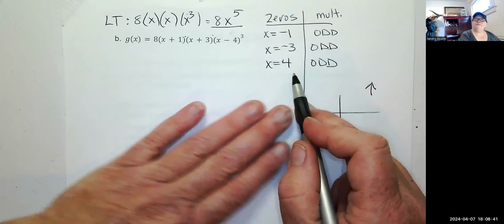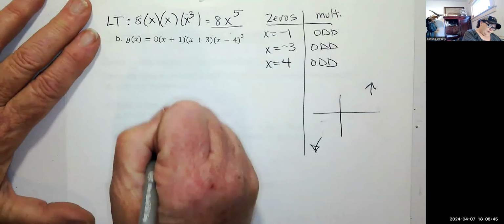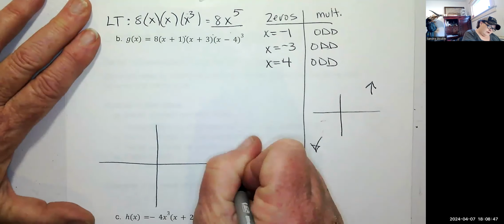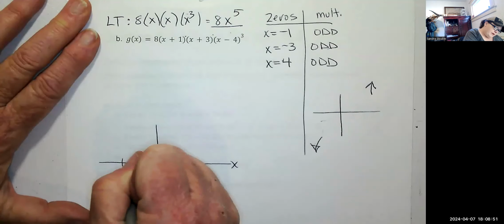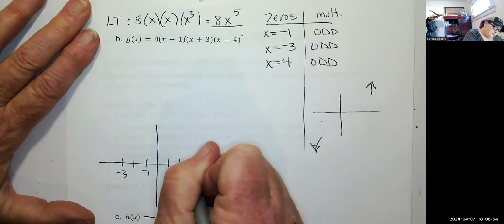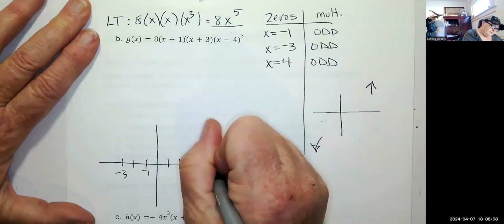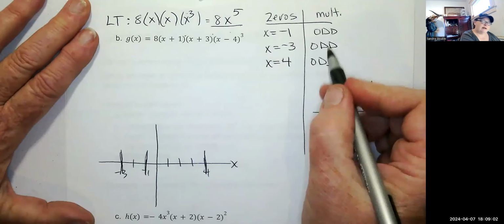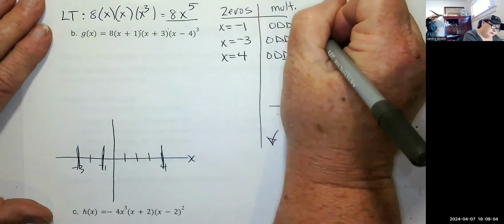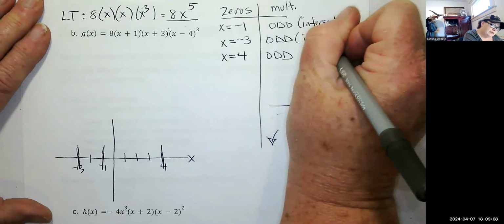-3, and 4. So just to show you what the end behavior is going to look like, let's go a little bit further with this. So I've got -1, -3, and 4. And they are going through at all of them. There's no bouncing. It intersects at all. Because they're odd. It bounces if it's even.